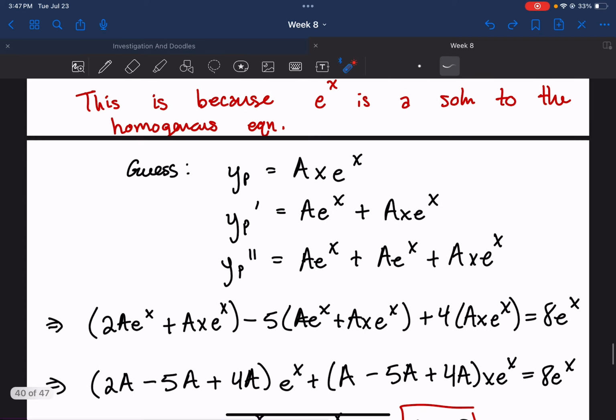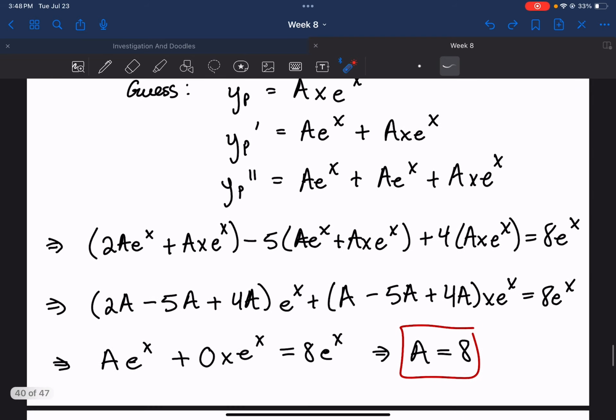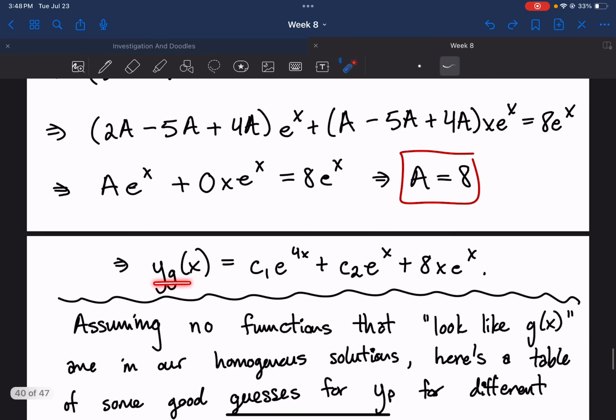Now when we take our derivatives, we're going to get a product rule here, and then again a product rule here. And when we evaluate it, things work out. Collecting up terms, we get 8e to the x plus 0 x e to the x equals 8e to the x, which means a equals 8. Simple. Which means our general solution is c1 e to the 4x plus c2 e to the x plus 8x e to the x.